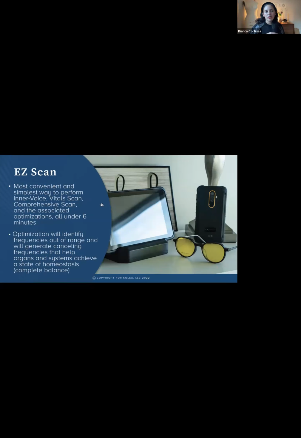This one is the most convenient and simplest way to perform the inner voice, vital scan, comprehensive scan, and the associated optimizations in all under 6 minutes. So imagine you're doing a huge thing for you every single day that takes only 6 minutes. And you could be doing something else as well.